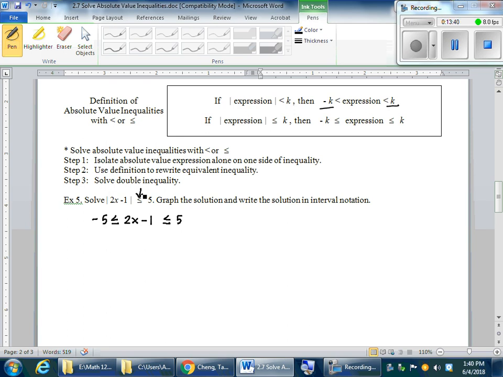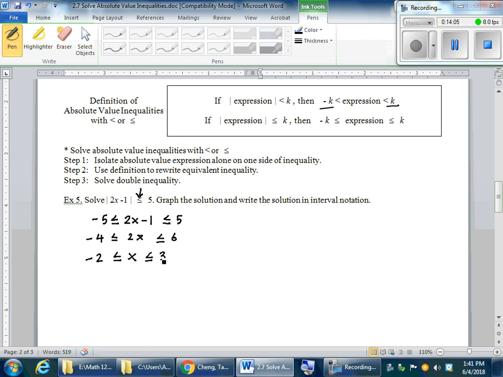So now we know how to solve this inequality already. So add 1 to all parts, so it'd be negative 4 is less than or equal to 2x less than or equal to 6. And divide everything by 2, that would be negative 2 is less than or equal to x and less than or equal to 3.